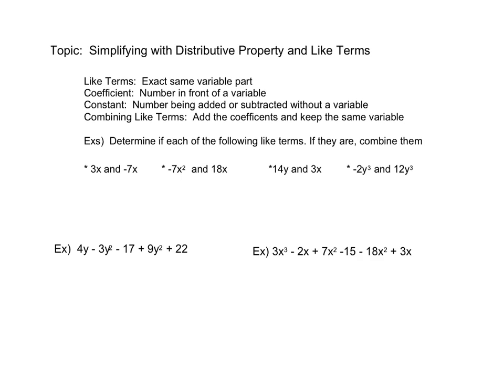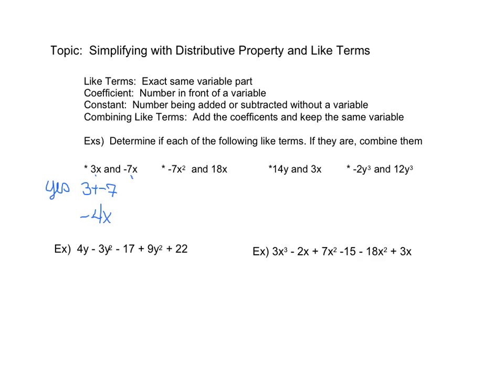So we're going to look at a couple examples here, and all we're going to do is first determine if they are like terms, and if they are, we're going to combine them. Remember, to be like terms, I have to have the exact same variable part. Looking at the first one, 3x and negative 7x, they both have an x. Since they have the exact same variable, yes, they are like terms. To combine them, I add their coefficients: 3 plus negative 7 gives me negative 4, and keep the same variable part.